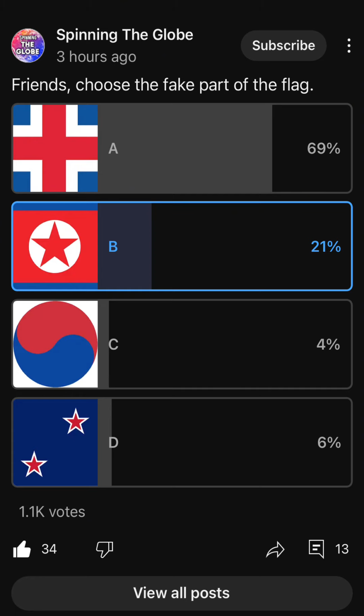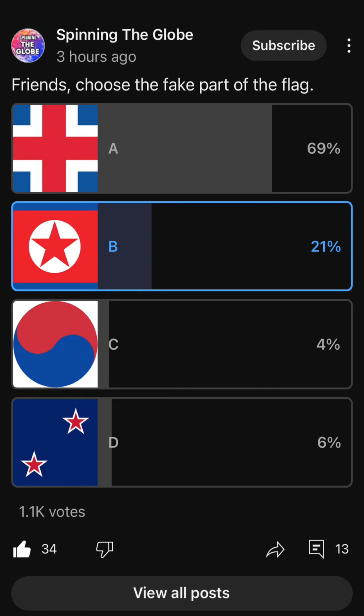So A is showing the Icelandic flag, mainly the part of the Iceland flag where the two red lines intersect with each other. B, you're looking at the North Korean flag where the red star is being encircled by a white circle. C, you're looking at the South Korean flag, namely the Taeguk symbol, which is present on the flag. And D, this is two red stars with white outlines on the New Zealand flag. So, the correct answer here would actually be B, North Korea.